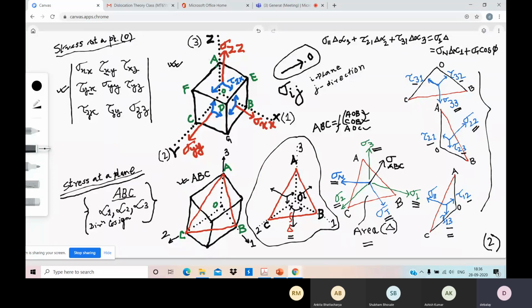How can they be related? They can be related if we equate the total force acting in a particular direction. Because we know the net force in any particular direction is 0 for a body to be under static equilibrium of forces. So the forces acting in a particular direction must balance each other. So you see sigma 1 is acting in the positive direction of 1, and sigma 1 1, tau 2 1, and tau 3 1 are acting in the opposite side. That's why we can balance them.